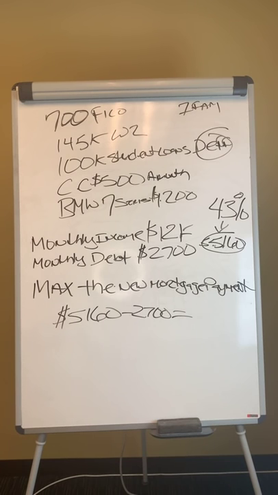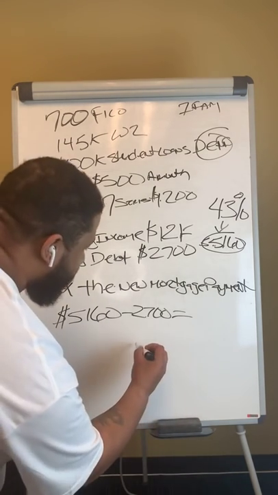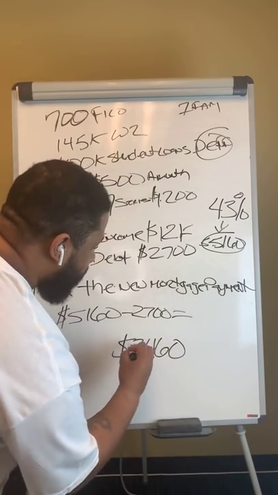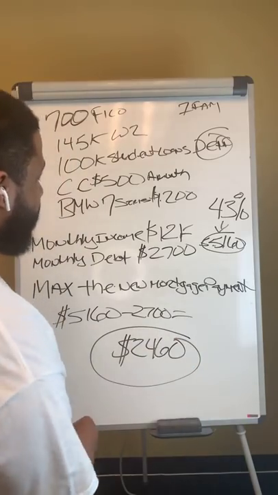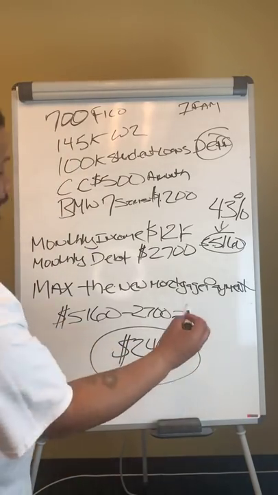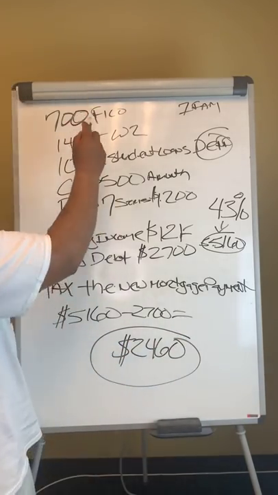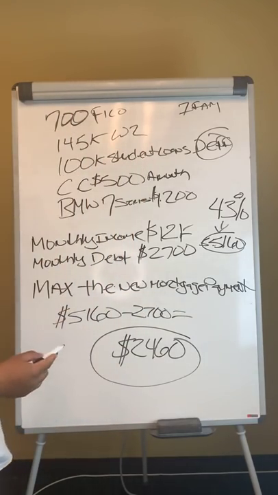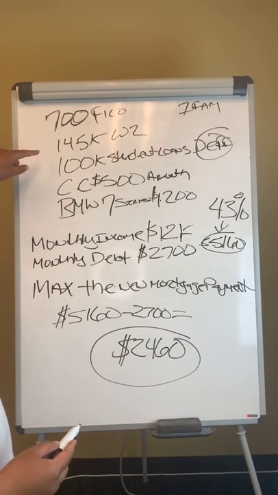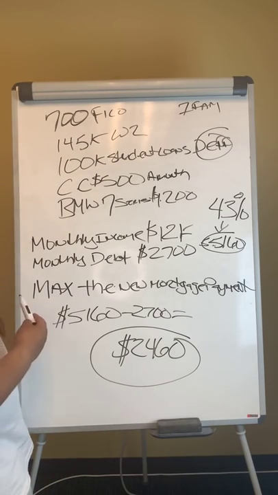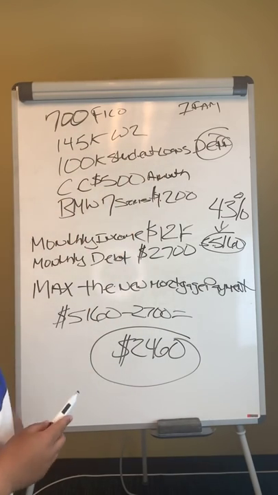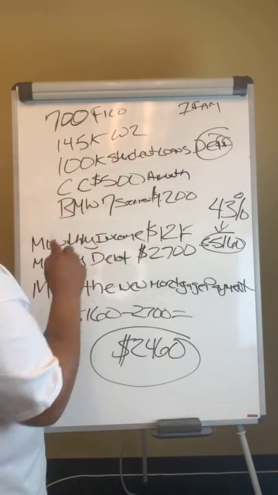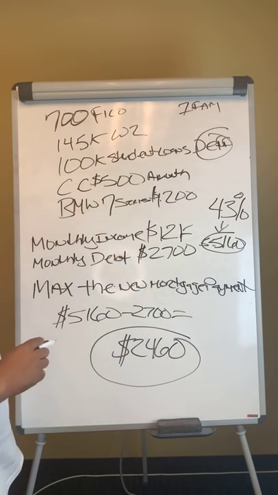2460, right? So this dude right here, where he wants to be in his comfort zone, he doesn't want his mortgage payment to exceed $2,460 a month. So you remember, let's break this down from the beginning. Want to buy a one family home, he got the 700 FICO, 145K W-2. He got 100K in student loans that's deferred. Credit card, $500 a month. That 7 Series, looking pretty, $1,200 a month.